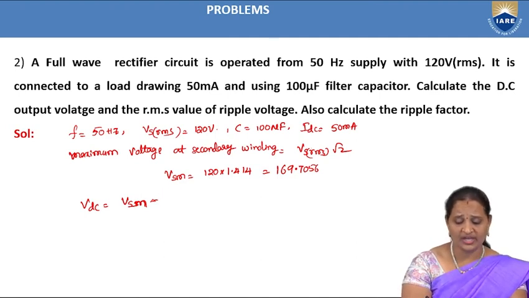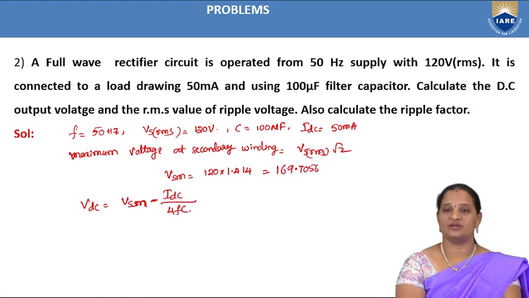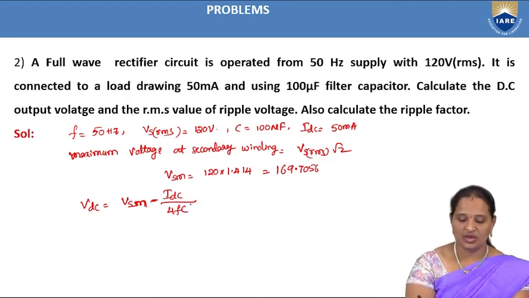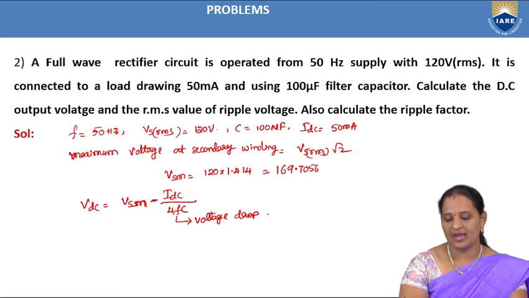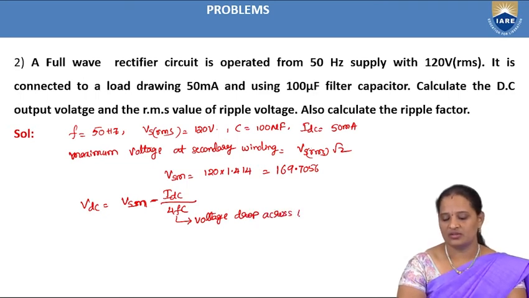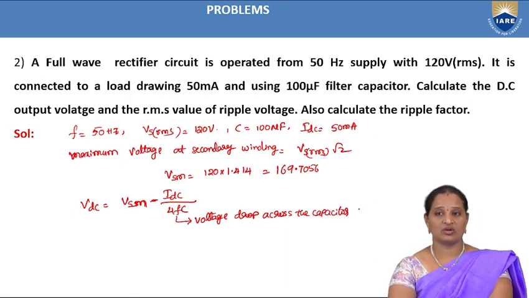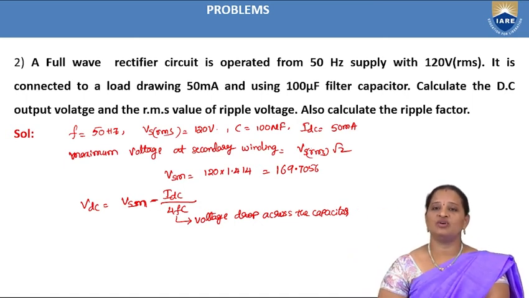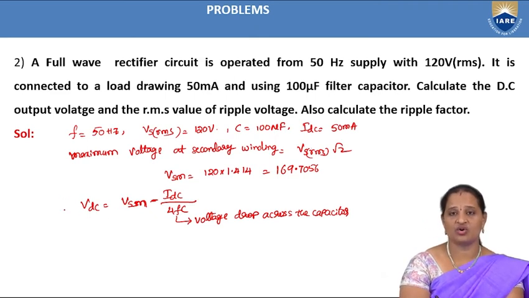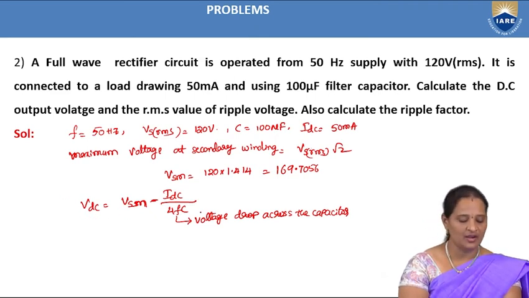The voltage dropped across the capacitive filter can be calculated by IDC by 4 into FC. This formula we have already seen. This is nothing but the voltage drop across the capacitor. If you subtract the voltage drop across the capacitor, that means some voltage will be dropped across the capacitor and the rest will be delivered to the load resistor. That is why the DC output voltage across the load resistor can be calculated by this formula.